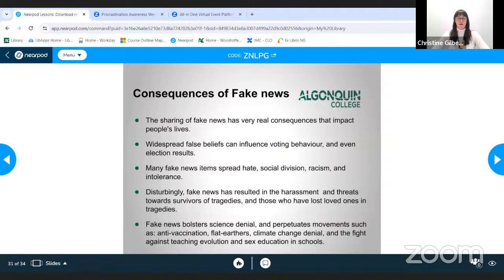There are consequences to fake news. Widespread misinformation can influence behavior, spread hate, social division, racism, and intolerance. There have been incidents where fake news has resulted in harassment and threats towards people who have survived tragedies and have lost loved ones. Fake news has bolstered science denial and perpetuates movements such as anti-vaccination, flat earthers, climate change denial, and the fight against teaching evolution and sex education in school.